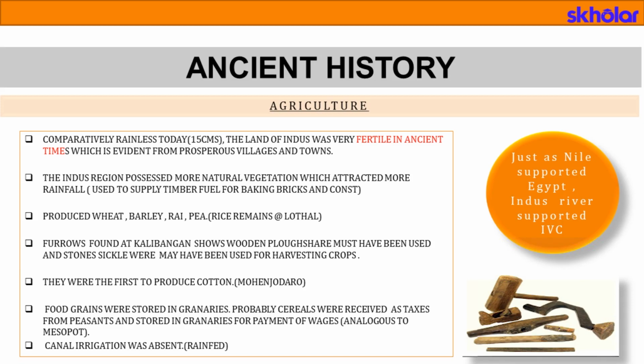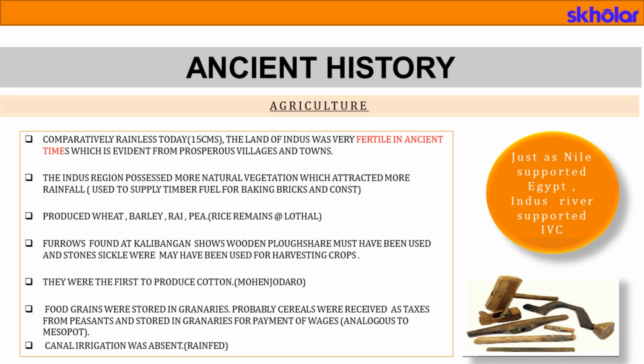Canal irrigation was absent, that is, the channelization of water to the agricultural field was absent. Crops were totally rain fed. They were sown and harvested at the mercy of rain. So I hope every point in this slide is clear. Why is the Indus Valley civilization called the gift of Indus now? Can we answer this question?